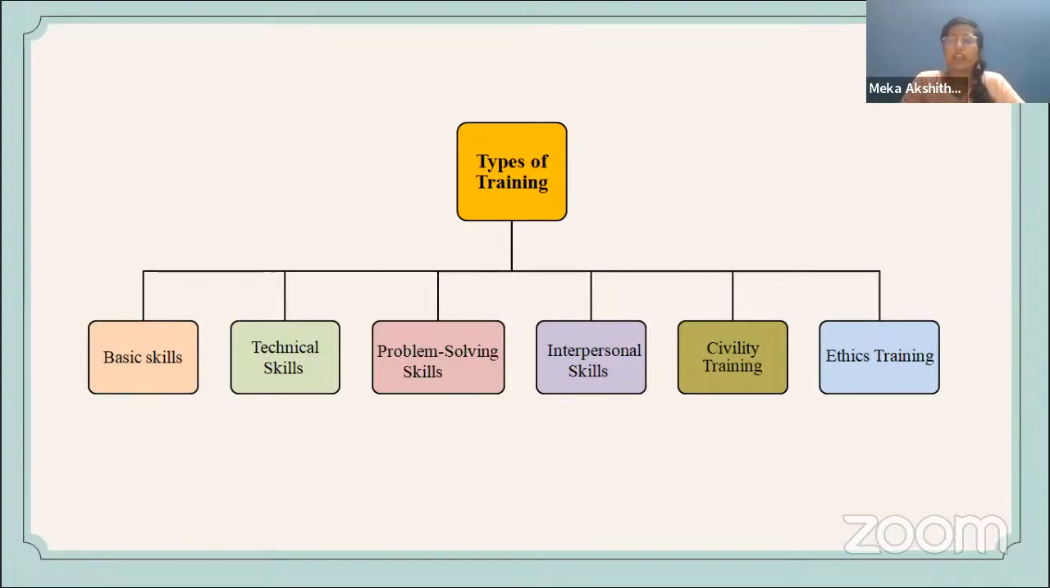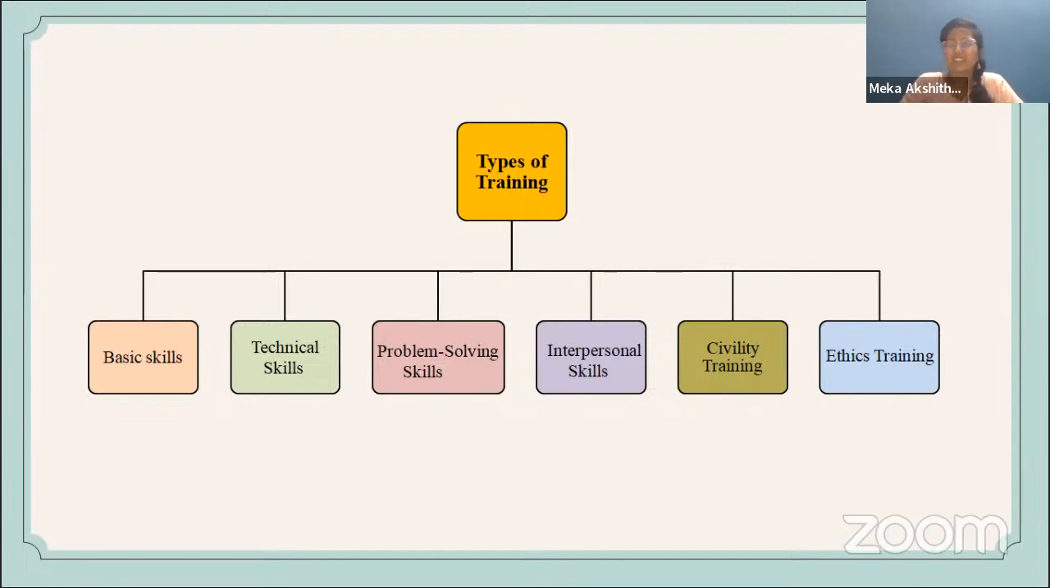Then comes types of training. There are different types of training, not only the trainings mentioned here, there are also many other trainings which the organization would be giving. That would be dependent on the organization and the type of job, the structure of the organization, etc. But the main types we would be discussing now.